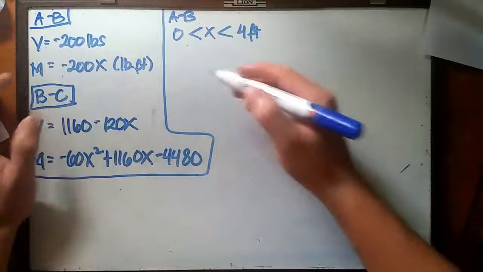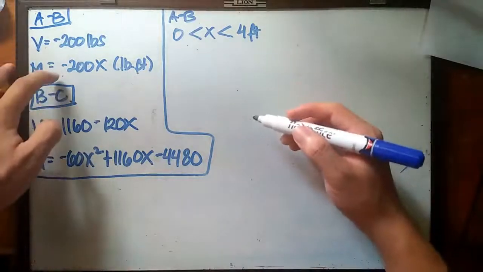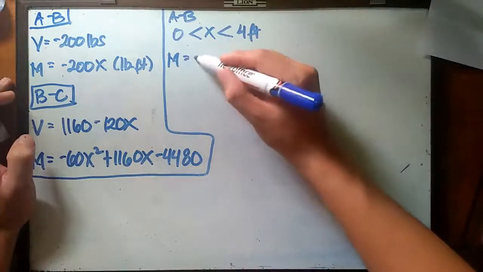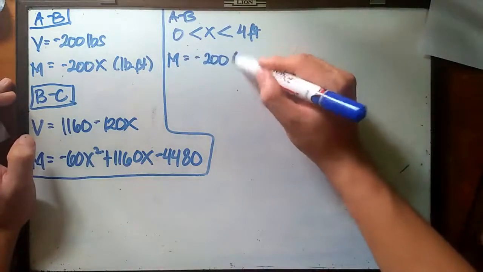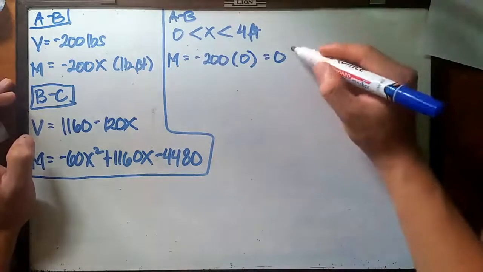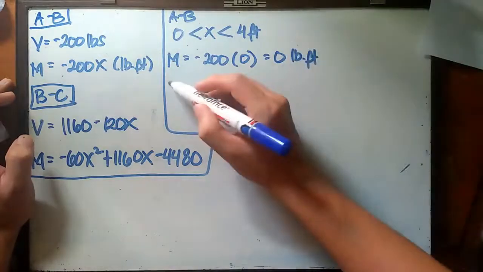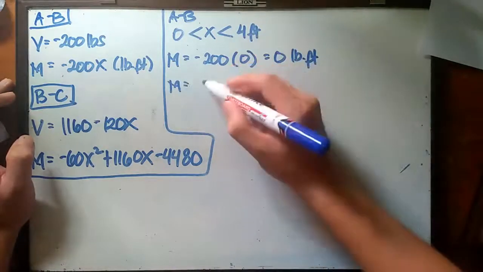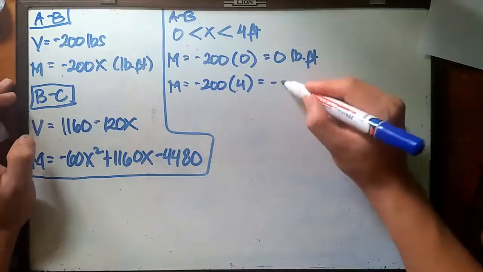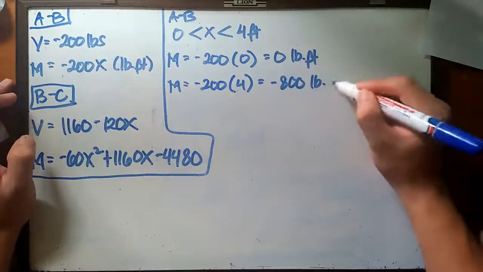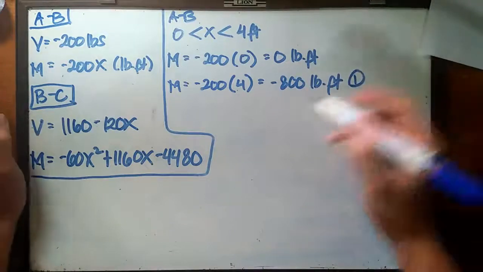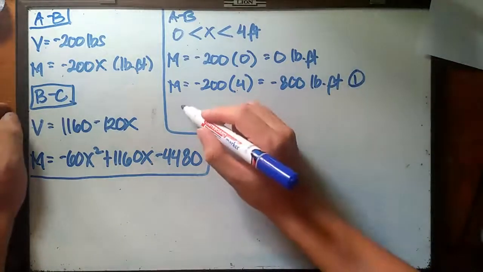Let's go back to the formula of the bending moment at segment A-B. That should be negative 200 multiplied by x. Let's start with 0. Obviously, the answer for this one is 0 pound-foot. And if we substitute x by 4, that should be negative 200 multiplied by 4. The answer should be negative 800 pound-foot, right? So we have this value. Let's say this is number 1. Let us proceed to segment B-C.